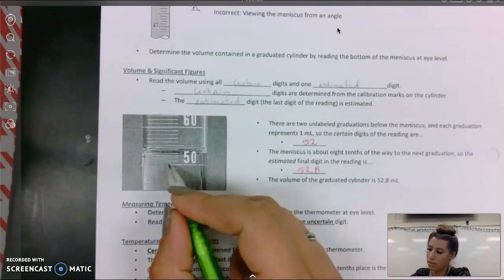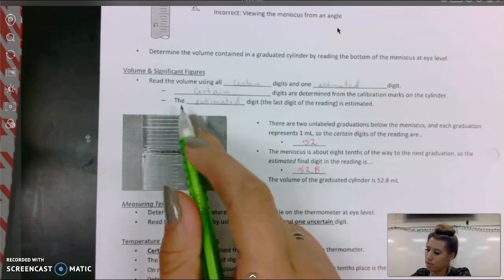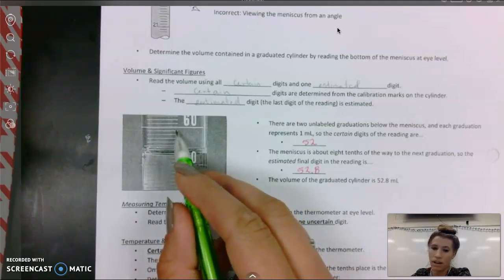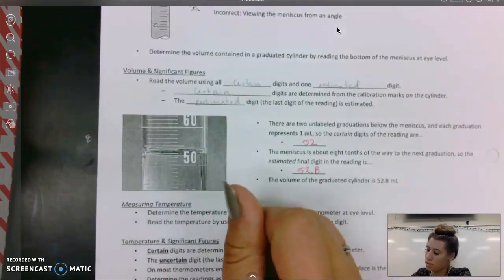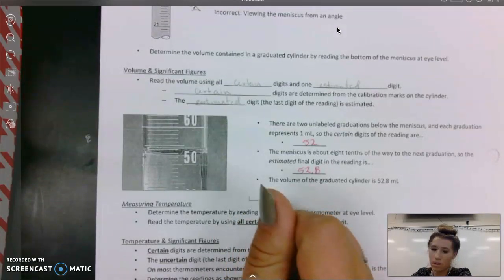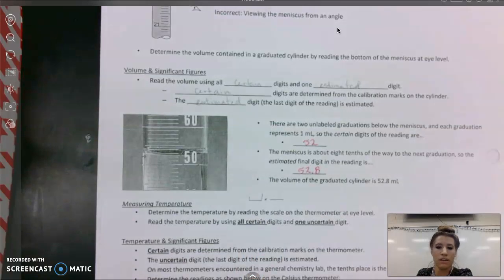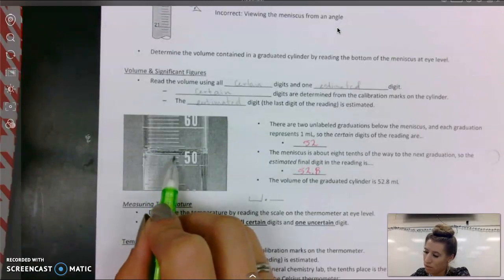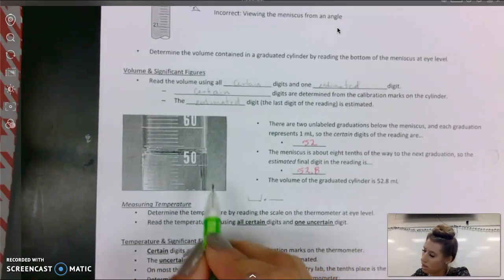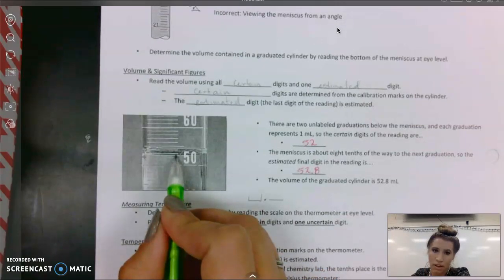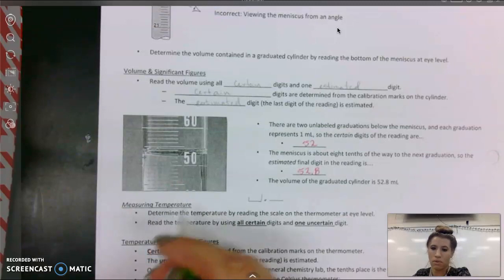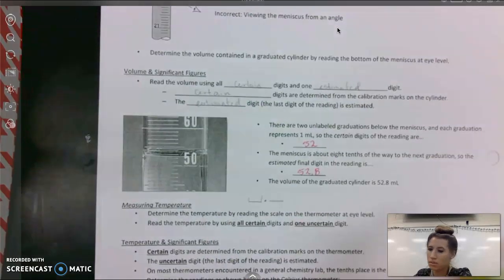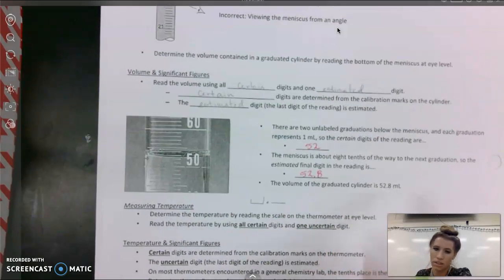So we have whole numbers, so we have 50 and we have 60, and this represents 51, 2, 3, 4, 5, 6, 7, 8, 9, 10. So those calibration marks represent the whole numbers. There are no calibration marks in the tenths, so that is my estimated. So when I look at this, I say, okay, I'm certain that I'm past 50 and 51 and 52. Okay, so those are my whole numbers. And now I estimate that I'm 8/10 of the way to my next calibration mark. So my final answer would be 52.8, and this graduated cylinder would say it's measuring in milliliters.